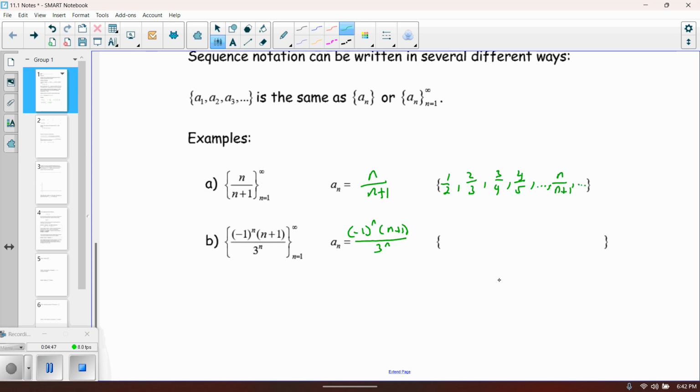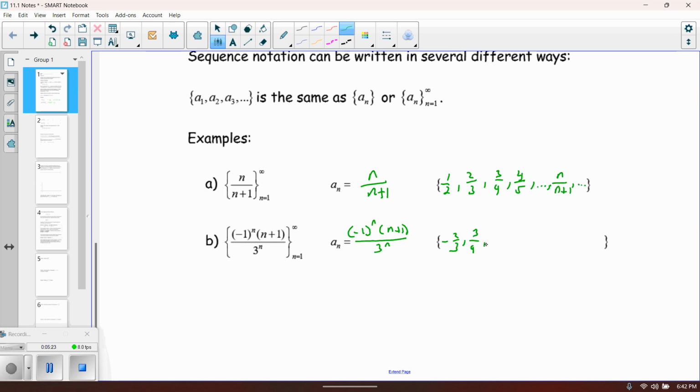So if we start with n equals 1, plugging in n equals 1, the -1 to the first power would give you a negative, and then you would substitute n equals 1 into the n plus 1 and 3 to the n. So what you would get is -2/3. The second term, if you plug in 2 for n, well, now you've got -1 raised to the second power, which makes it +1. Plugging in 2 into everything else would give you 3/9. Yes, I am aware that that reduces to 1/3. I'm going to leave it as 3/9 for now, but you could reduce it.